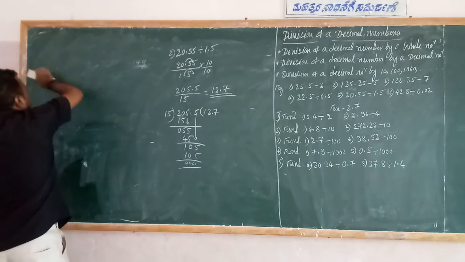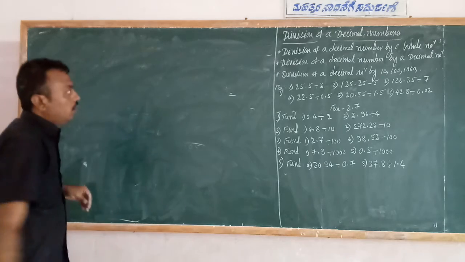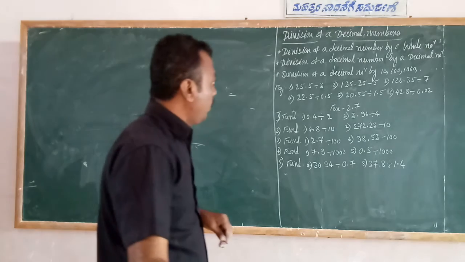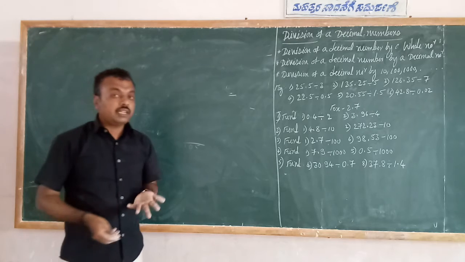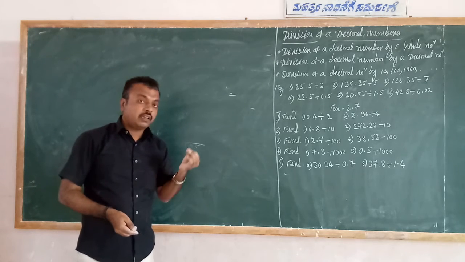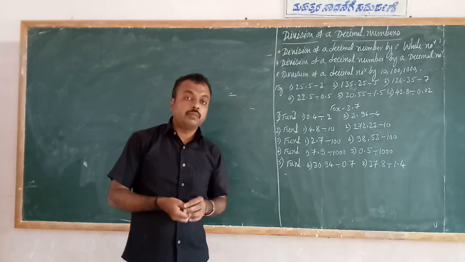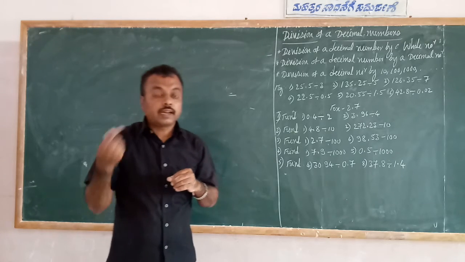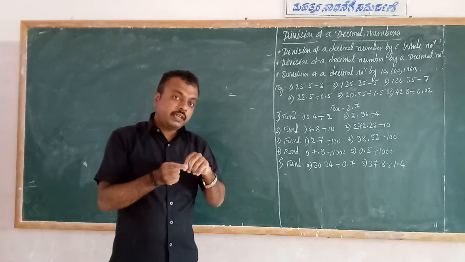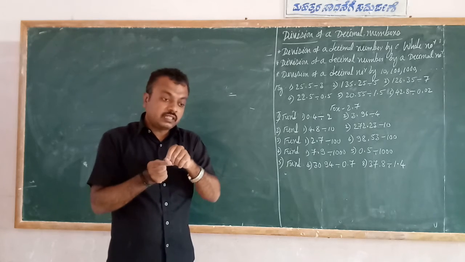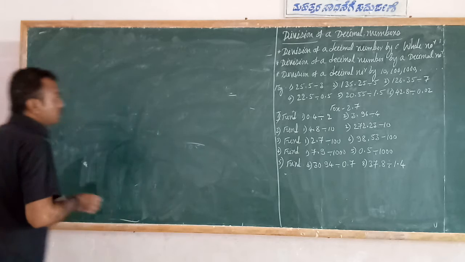Yes. Now the next one, divisions of a decimal number by 10, 100, 1000, etc. In multiplication of a decimal number by 10, 100, 1000, the point is shifted to the right side of the number, correct? But in a division, the point is not shifted to the right side, it shifts to the left side, in the backward direction. Yes, I will take one more example.